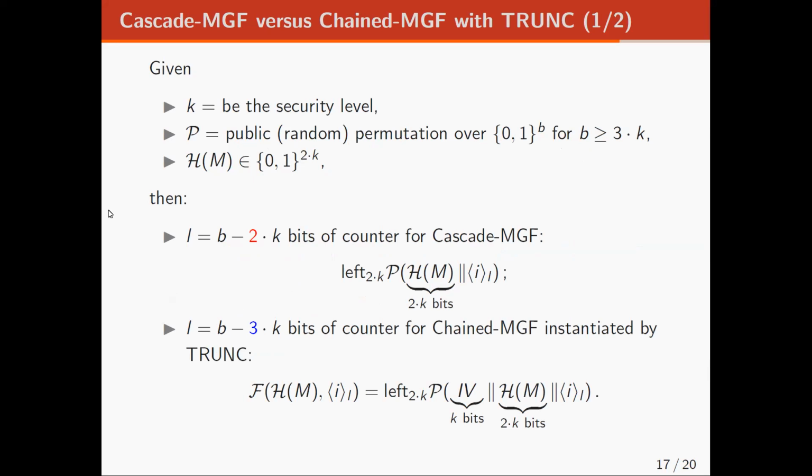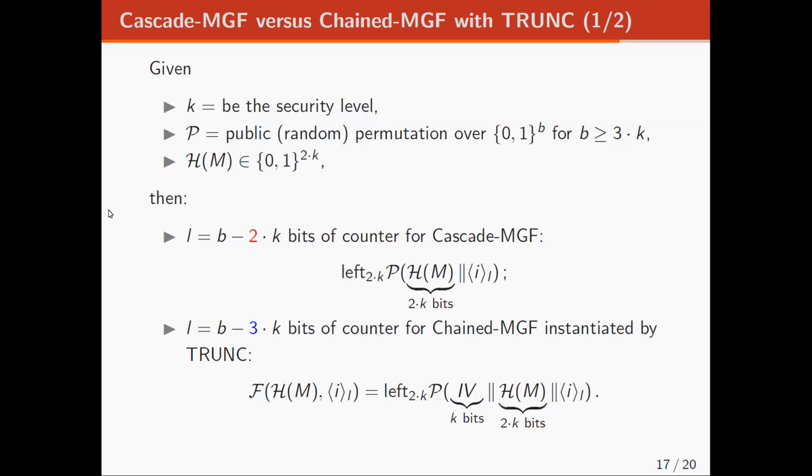In the case of Cascade MGF, the counter is of size b minus 2K bits, because basically P is applied on b bits, and the size of this element is 2K bits. In the case of chain MGF, the size of L is b minus 3K bits. And the reason is that we have a counter, we have the hash function, but we also have this initial value of K bits.